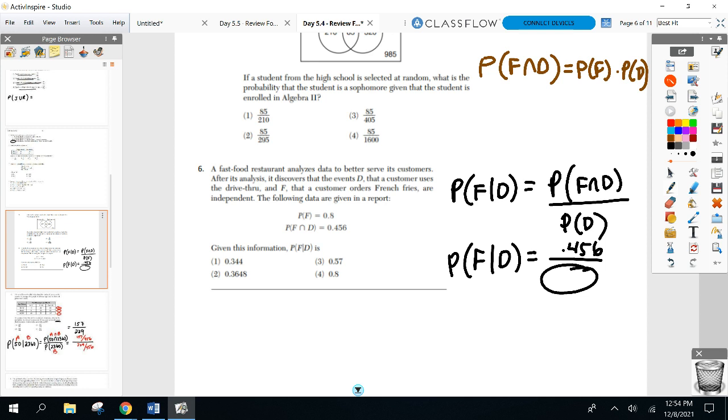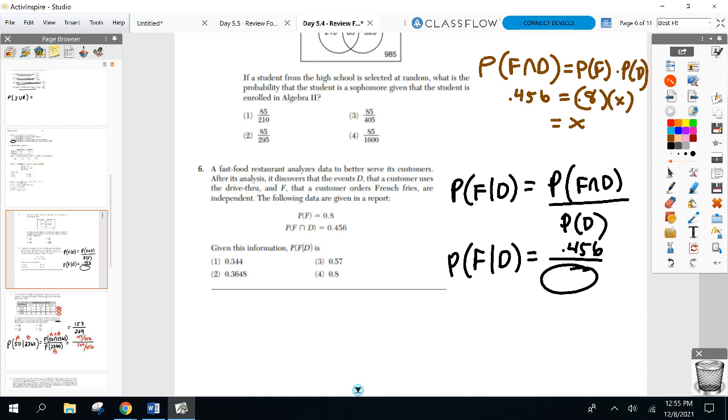So now I plug in 0.456 equals 0.8 times the probability of D. You want to call an X there? Go right ahead. I need that value to plug into my original formula. 0.456. And what's it become? Divide both sides by 0.8. Can you just do that the shortcut way? Just do 0.456 divided by 0.8.